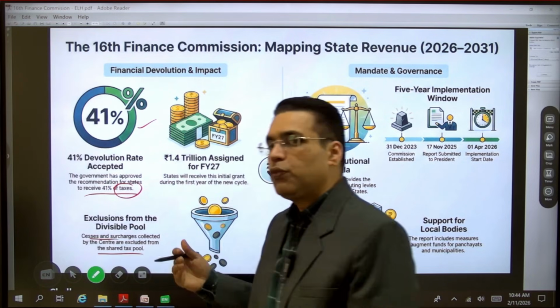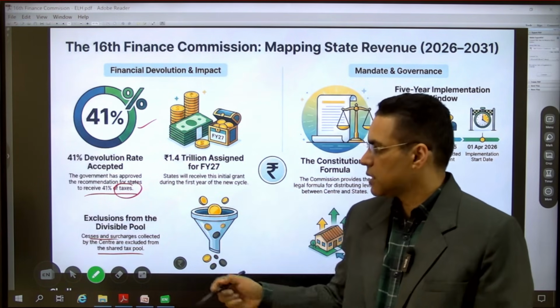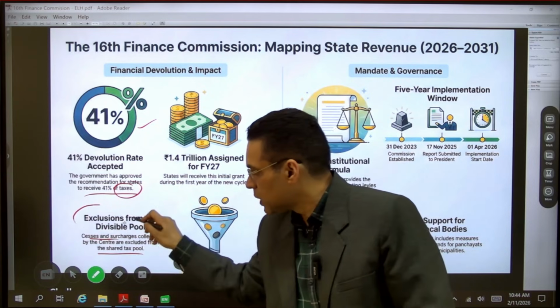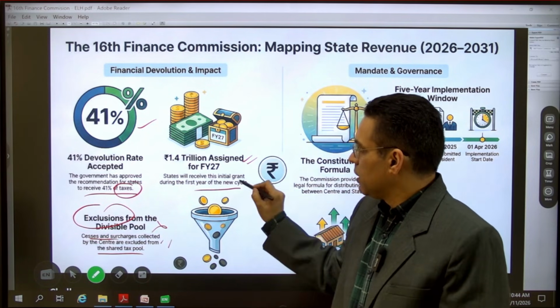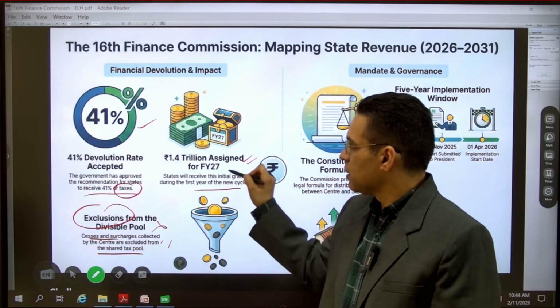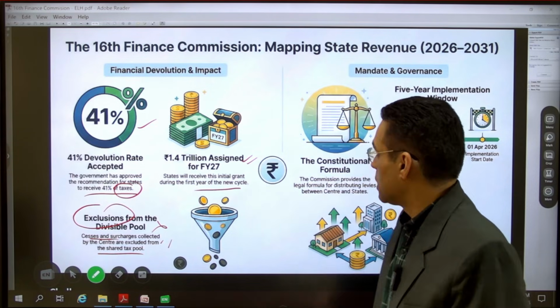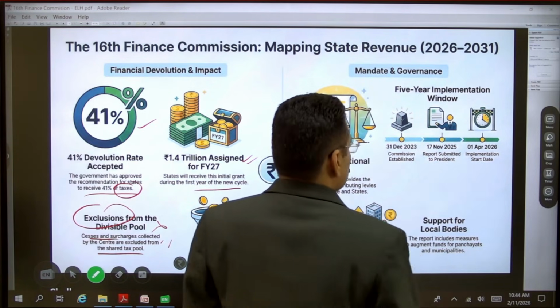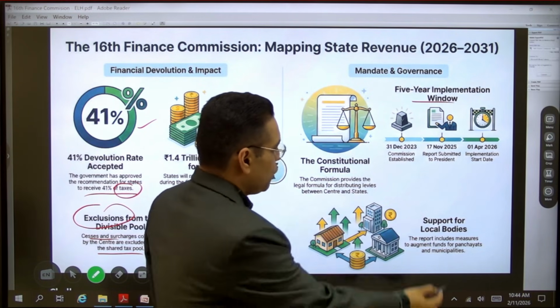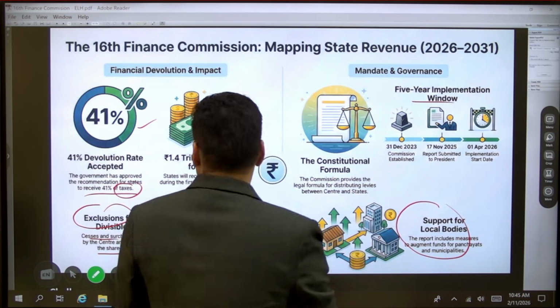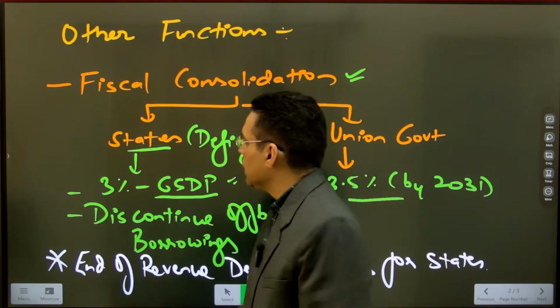Now remember, Government of India also collects taxes from cess and surcharge. That is excluded. Now this part is very important. Then this year in 27, state governments are going to have 1.4 trillion money from the grants. Similarly, there is a 5-year implementation window which will be there, and the support for local bodies we have also discussed. So 41% is very important, that has to be seen.